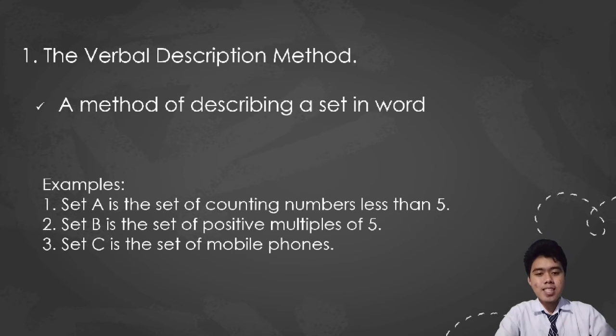And number 3, set C is the set of mobile phones. Ililist natin yung mga mobile phones. Pwede Oppo, Vivo, and so on. So, ganun yung verbal description method. We just need to describe a set in a word.